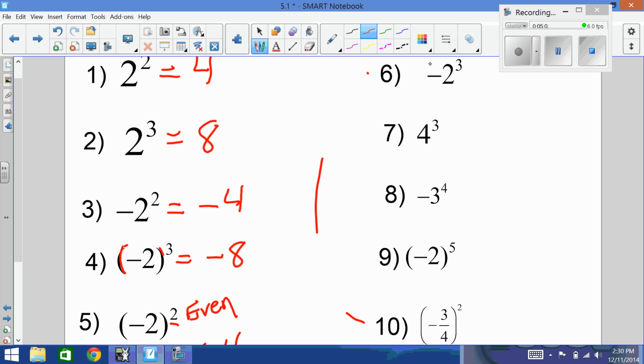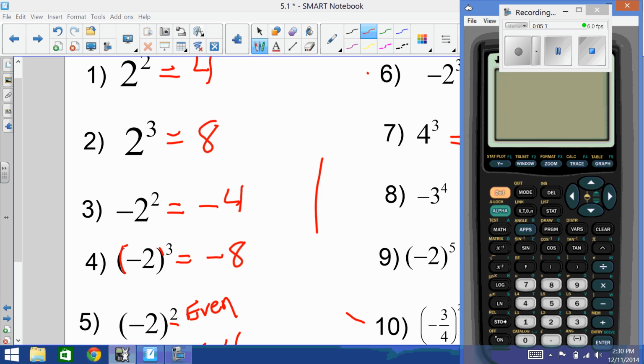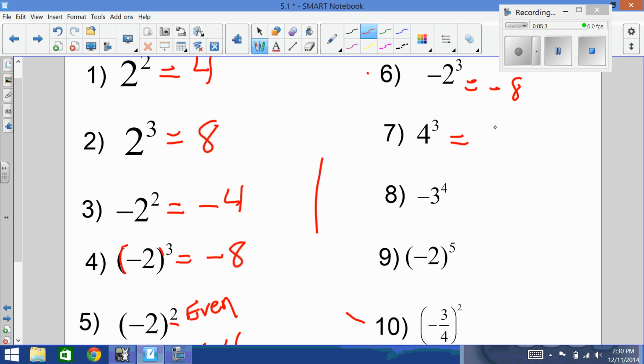All right, for number 6, I have a negative. There's no parentheses, so my answer is going to be negative. And then 2 cubed is 8, so you should get negative 8. Number 7, there's no signs. That means my answer is going to be positive, and 4 cubed is what? We got 4 times 4 times 4 gives me 64. So I get positive 64.